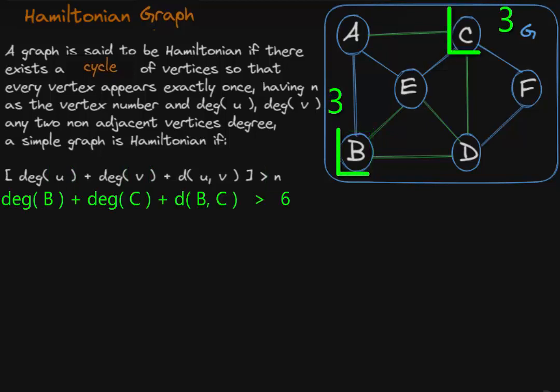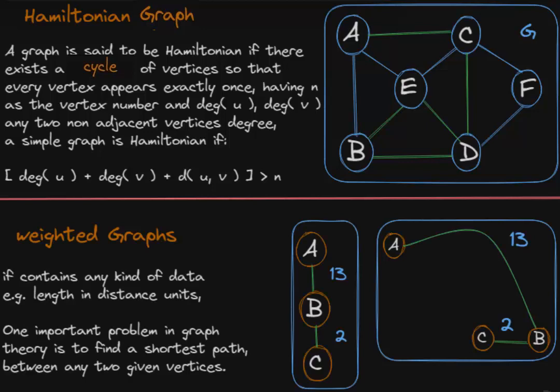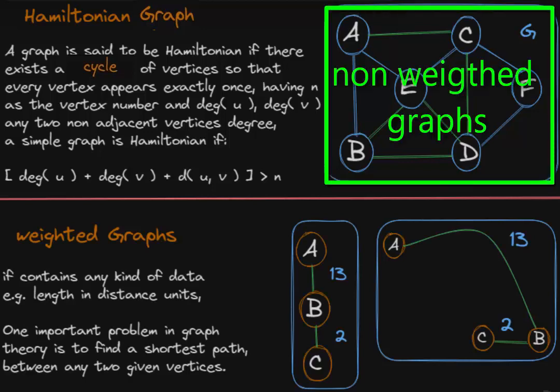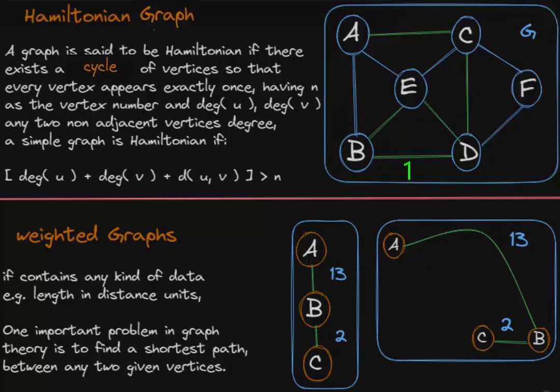If the sum of degrees and the distance between both is greater than the total vertex number, there are big chances to traverse this graph with a Hamiltonian cycle. All graphs we saw until now are not weighted graphs, so any adjacent vertex pair distance is expected to be 1 in a non-weighted system. On the other hand, a map can contain information about the distance between 2 points, like in this weighted graph example.